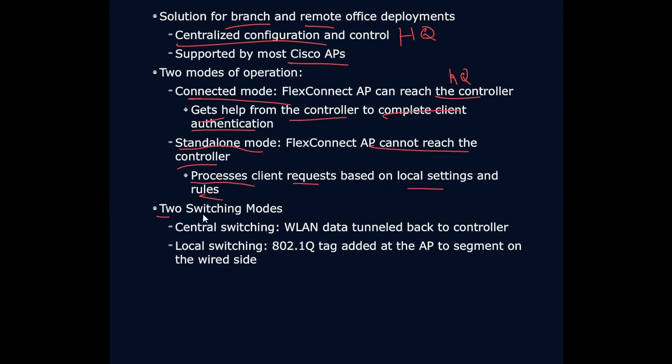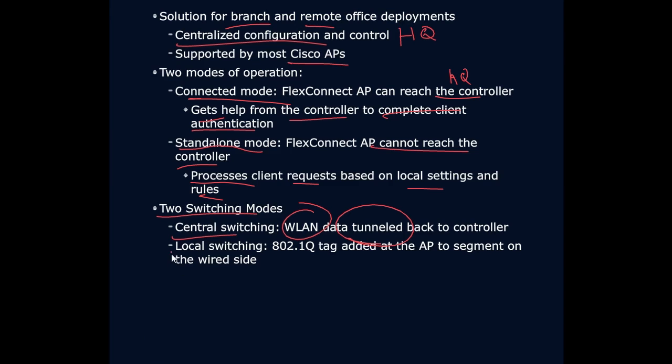Now, there's two switching modes in FlexConnect. There is centralized switching, or central switching as they say it. That means all data is tunneled back to the controller. All this wireless LAN data is tunneled back to the controller, and the controller at headquarters figures out what to do. So we have a tunnel set up between the AP in the branch office all the way back to the headquarters, and inside the headquarters, that's where the wireless LAN controller is. That's where the traffic hits that AP and is tunneled directly back through that DTLS encapsulation. More about that later.